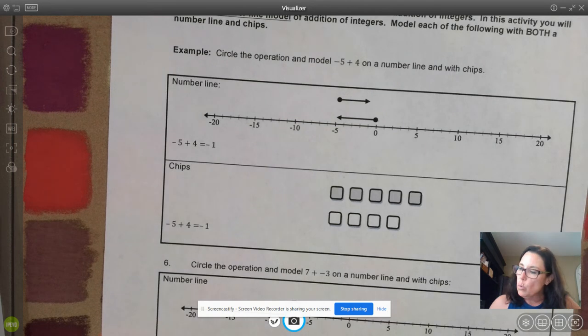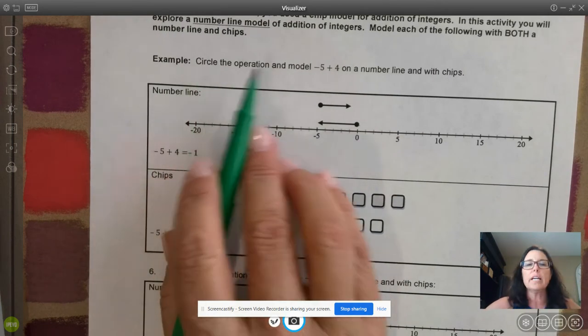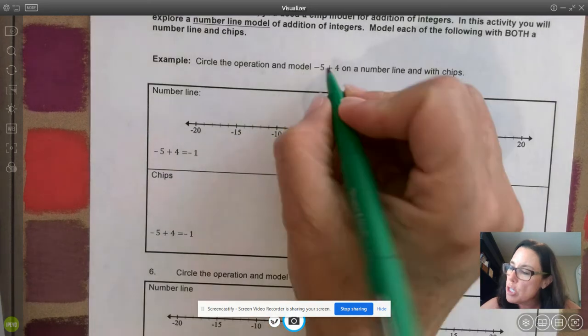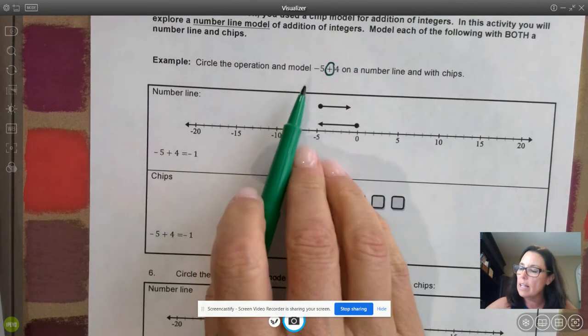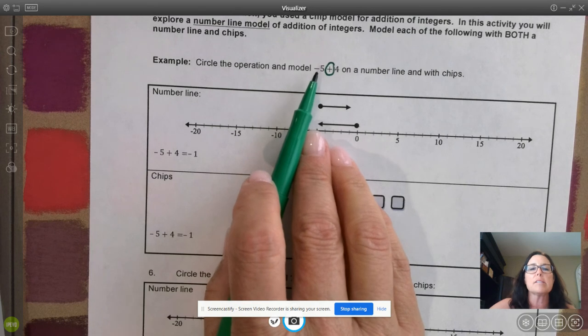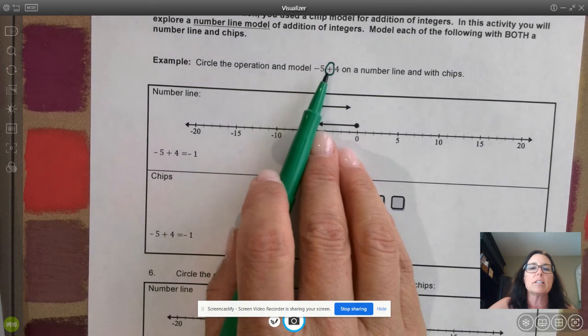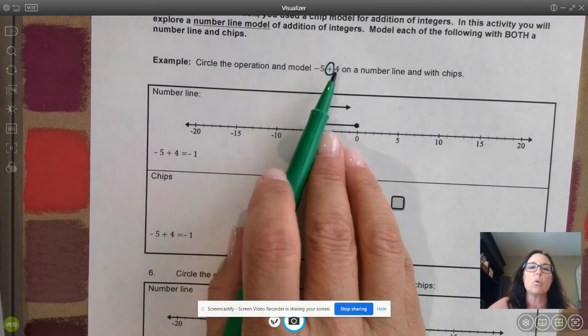Next page, so we're going to get in the habit of circling operations. The operation is this addition sign. That little negative is a negative on the 5. It's not a minus sign. So the negative is not an operation, the plus sign is. And that's not a positive, that's a -5 plus 4.